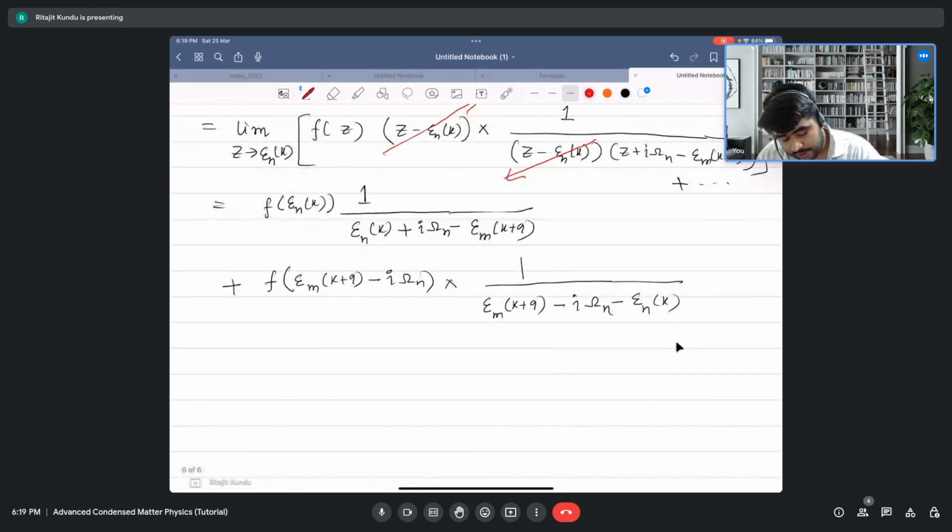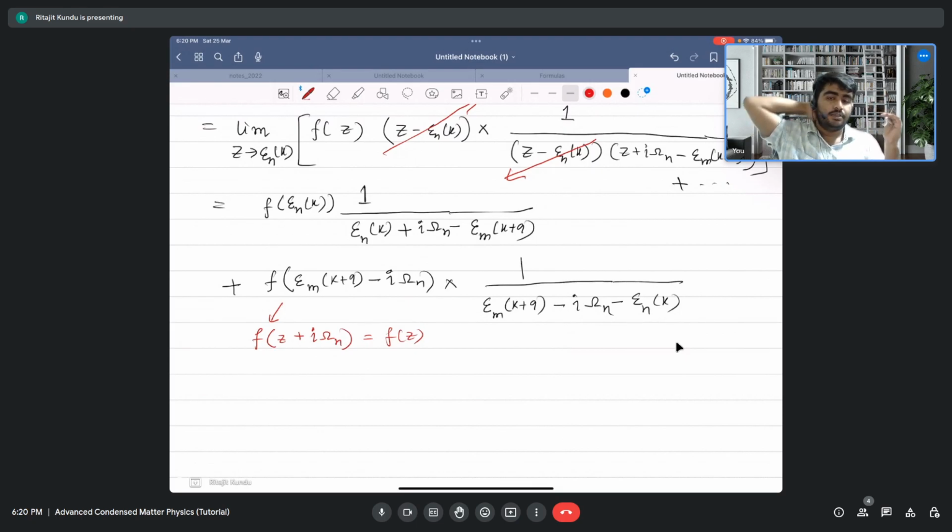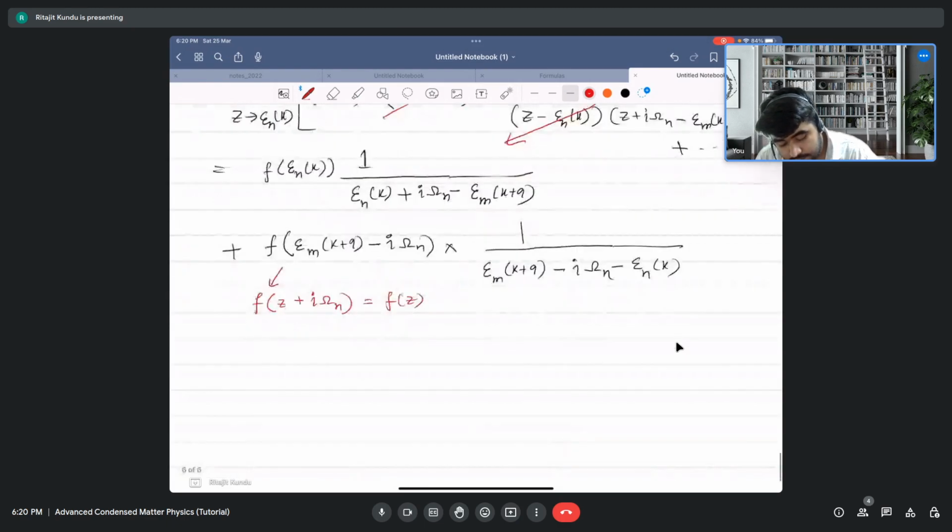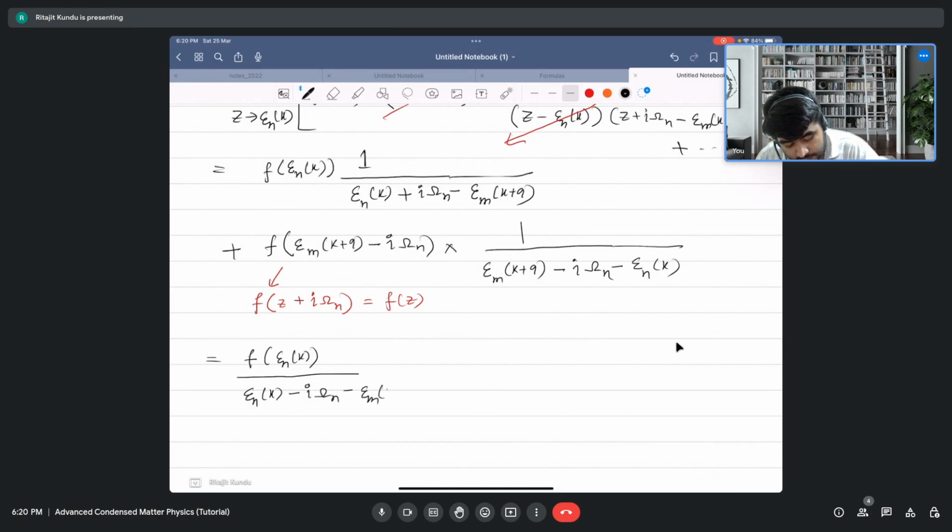There is a nice property of these Fermi functions. If you have a Fermi function, some function of z, and you shift it by some Matsubara frequency, because the Matsubara frequencies are even, the Fermi functions are periodic in the complex plane if you just shift them by Matsubara frequencies. We will use that here and do some more simplifications. So then it becomes Fermi function of En k, and downstairs we have En k minus I omega n minus em k plus q. And we also have plus f of em k plus q. I am removing the I omega n because we know that it is periodic, the same up to any summation of I omega n.